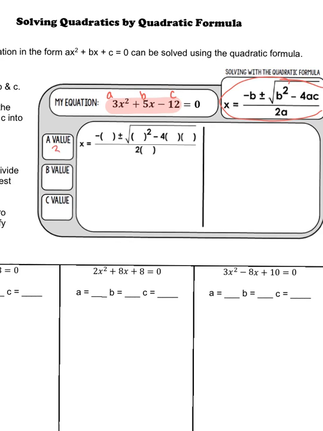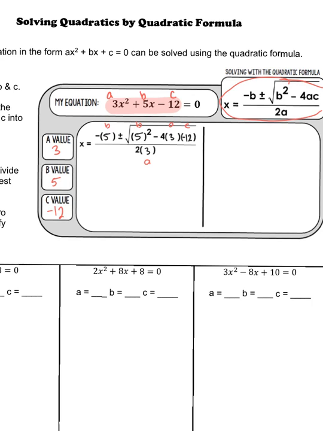So my A value is 3, my B value is 5, and my C value is -12. Pay attention to the sign, the positive or negative sign that's in front of that number. You want to take that with you when you're listing the value. So this is B. I'm just pulling this from the formula. Okay, so I'm going to go through and replace. So my B value is 5. My B value again is 5. My A value is 3. My C value is -12. And my A value is 3.